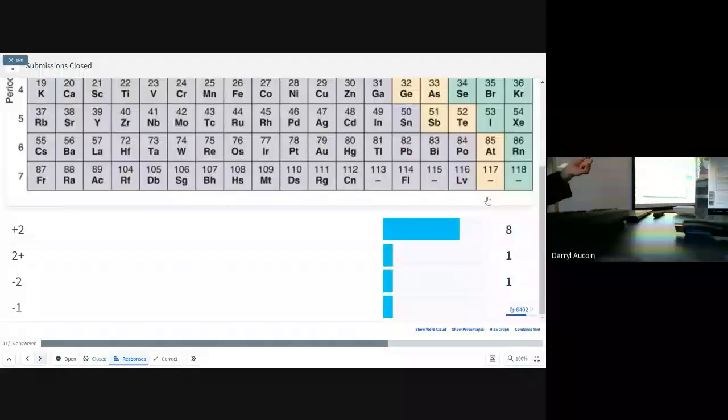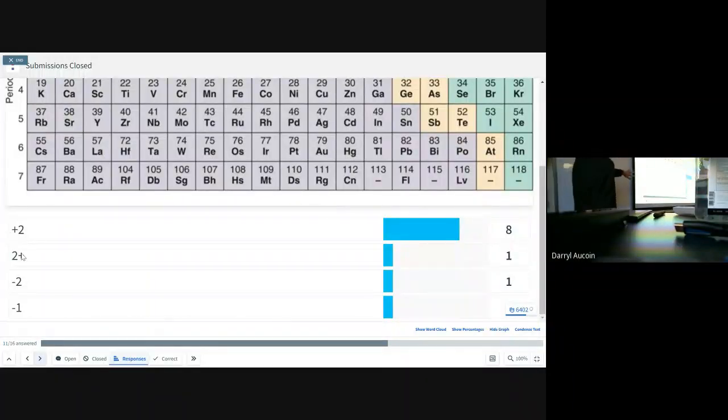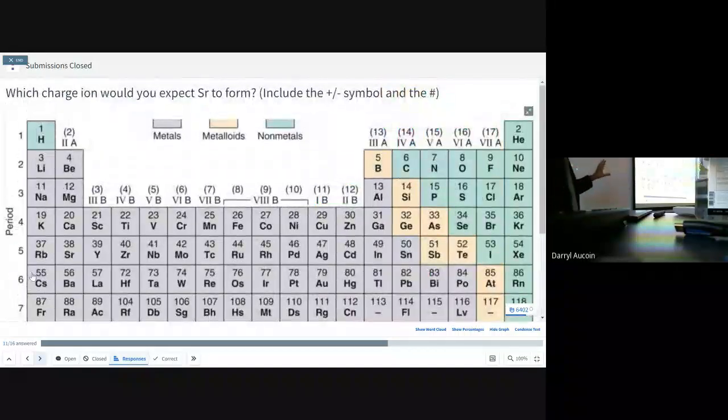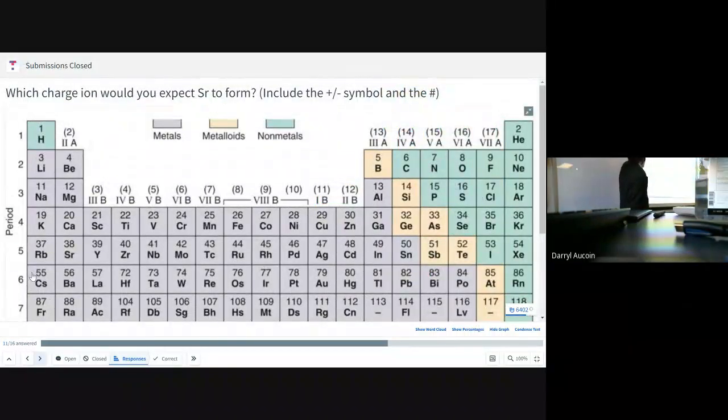And good, yep, a lot of people put 2+ or +2, so those were good. So a lot of people got that kind of idea right. And again, because we're on the right side over here, we're giving away electrons. So potassium or Rb here, these are going to give away 1.